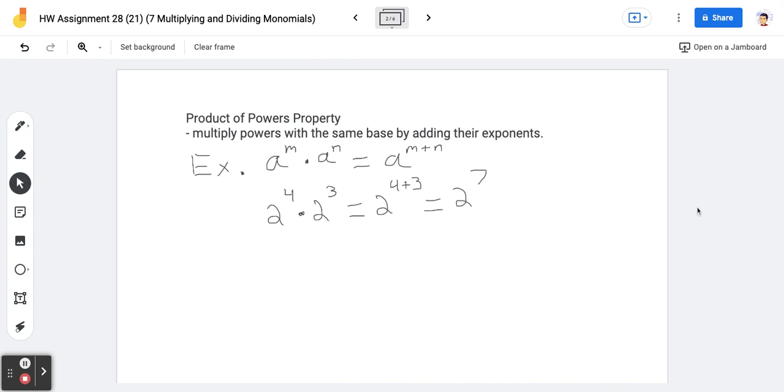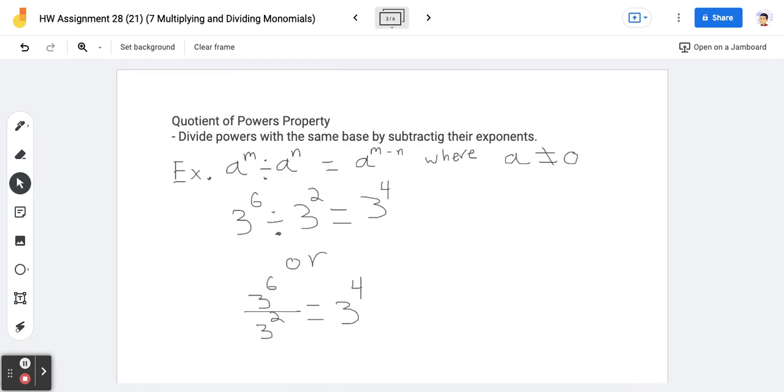So here are the rules. We have three rules that we're going to follow. First is the product of powers property. It says that when we multiply powers with the same base, so right now our bases are a and a, so the bases are the same, we multiply powers with the same base by adding their exponents. So we add their exponents and we keep the base. So a to the power of m times a to the power of n is a to the power of m plus n. For example, 2 to the power of 4 times 2 to the power of 3 is going to be 2 to the power of 4 plus 3, which is 2 to the 7th.